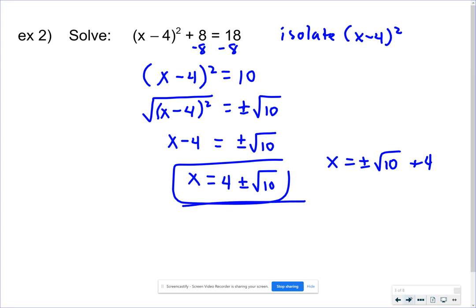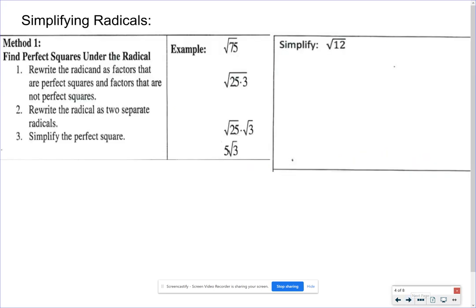All right, let's review radicals for a minute. So simplifying radicals. We're going to talk about 3 methods for simplifying radicals. So find perfect squares under the radical. Rewrite the radicand. Remember, the radicand is the expression under the radical. Rewrite the radicand as factors that are perfect squares and factors that are not. Rewrite the radical as 2 separate radicals and simplify the perfect squares. Okay, let's look at an example.